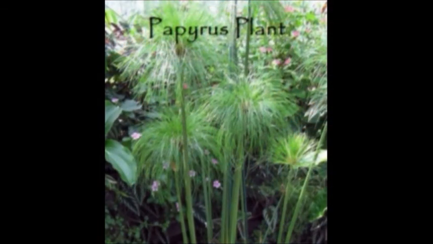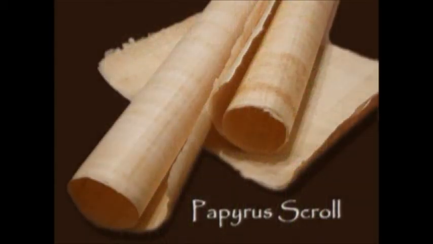Here's the papyrus plant, which grew all along the river, and the Egyptians used it to make many different things. Shoes, mats to lie down on, even boats, and of course, paper. No such thing as books in ancient Egypt. Well, they did have papyrus scrolls, some of them more than 100 feet long.